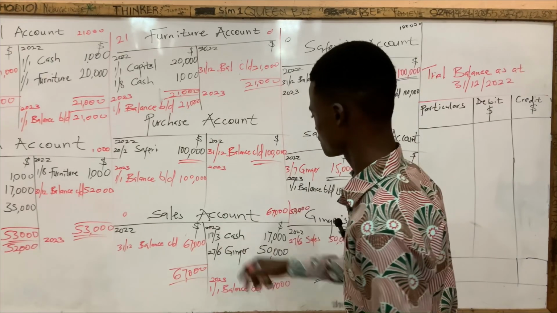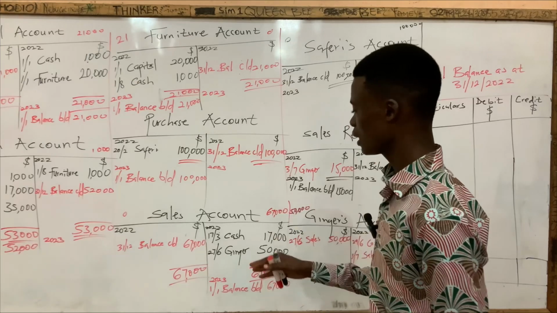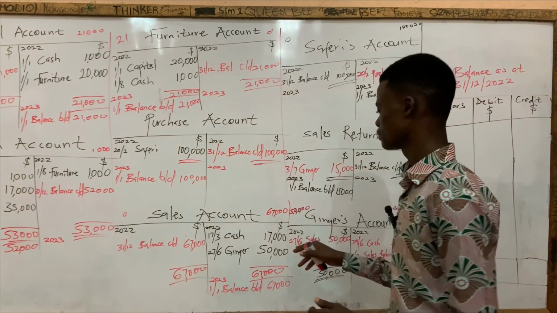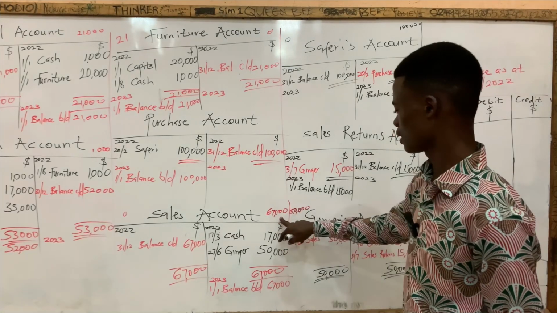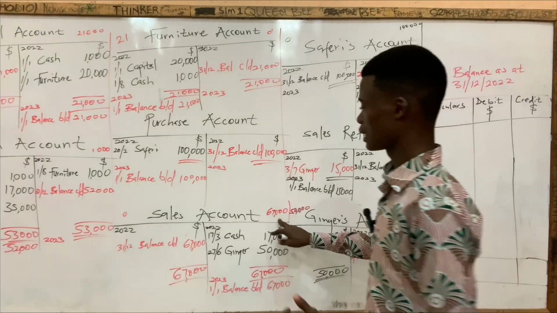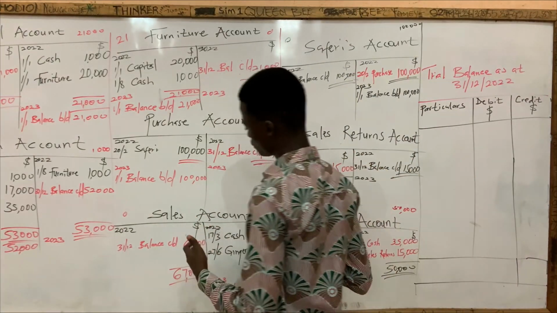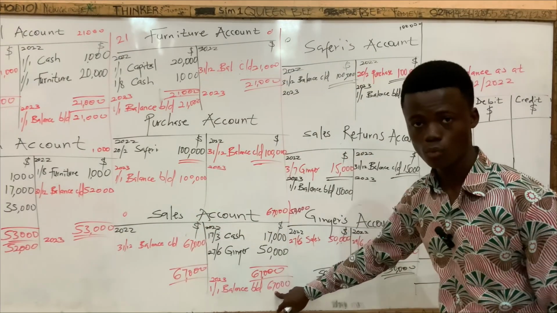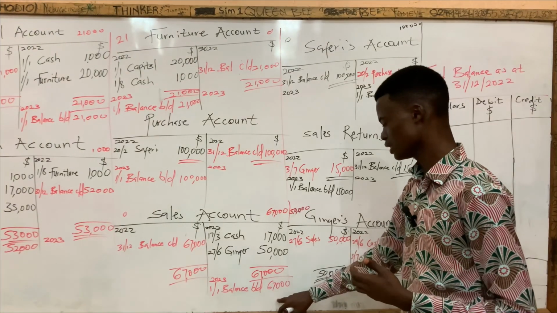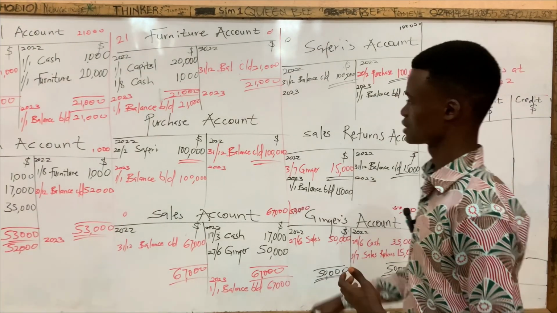So we can take the sales account for instance. The total debit entries we had was 0, and that of the total credit entries was $67,000. So since the total credit entries is greater than the total debit entries, then automatically the balance BD will be on the side with a greater total. So that's why the balance BD is on the credit side of the sales account.